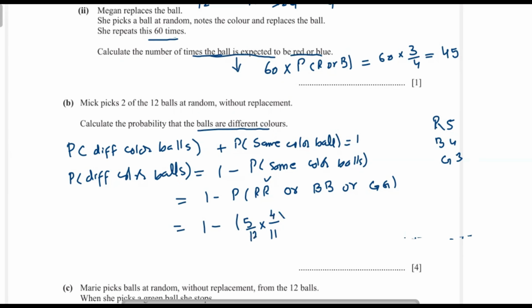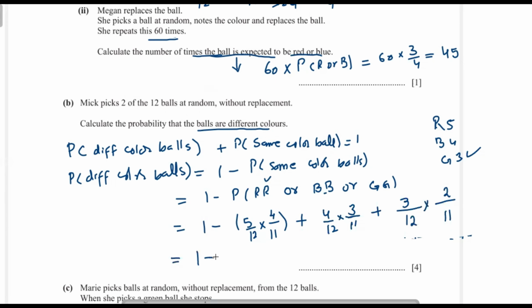And then the probability of blue balls would be 4 out of 12. When you take the first ball without replacement, then the blue balls become 3 and the total becomes 11, so 3 out of 11. Next is the green. You see here there are 3 green balls. Therefore, the probability of the first pick being green is 3 out of 12. And when you take the second ball green, without replacement, the green balls would be 2 out of 11.